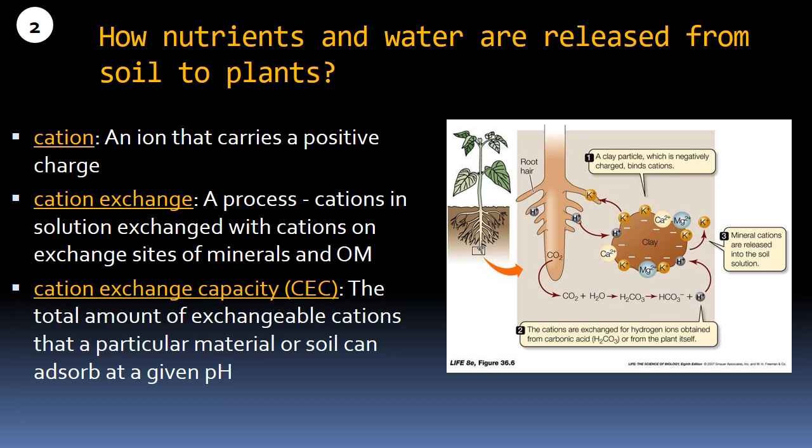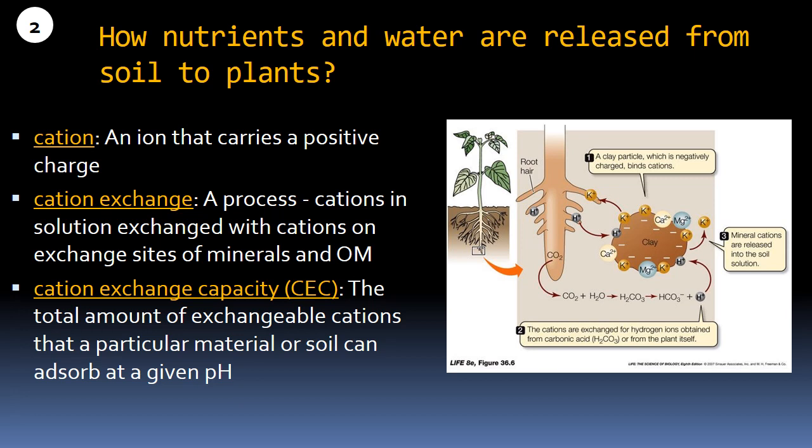Let's say that if your soil has a good amount of negative charges, and then you add nutrients and fertilizers and water to that soil, they will be retained in the soil and less removed or leached from the soil. But how can these nutrients then move from the soil all the way to the plant? To understand this, we have to understand the concept of cation exchange, and then the cation exchange capacity.